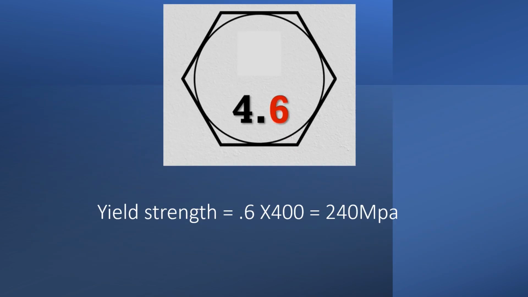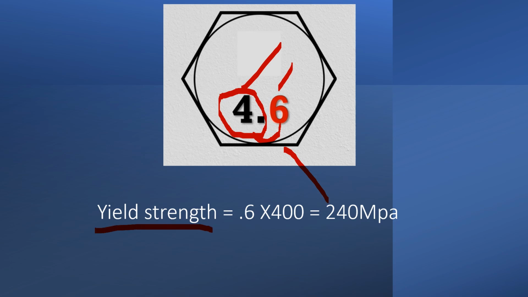You got my point? Now is it clear? So the second digit gives the yield strength, and the first digit gives the tensile strength. The tensile strength is 400, and 400 multiplied by 0.6 comes to 240 MPa, which is the yield strength. This is what the bolt head is explaining by number.